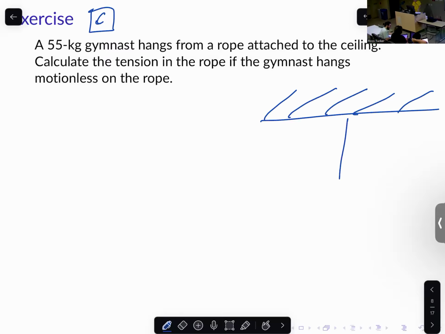Here's a roof. Here's a rope. Here's a gymnast hanging from their apparent head. Okay, whatever. I don't know how gymnasts go. Do I look like someone who climbs ropes a lot?